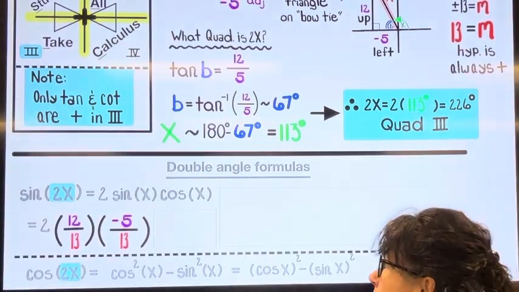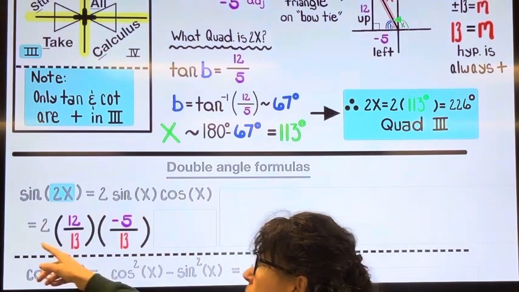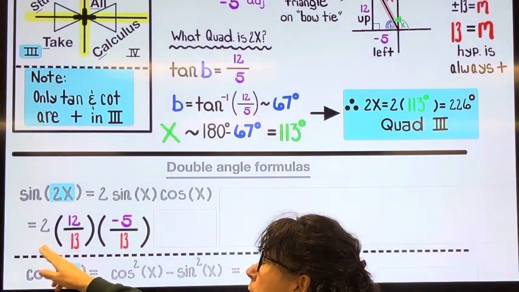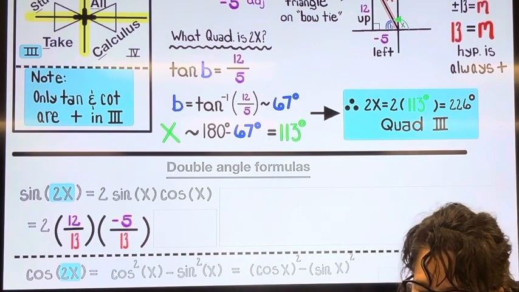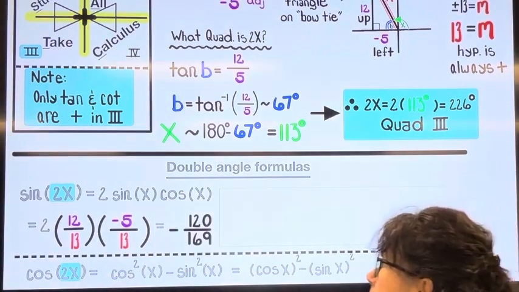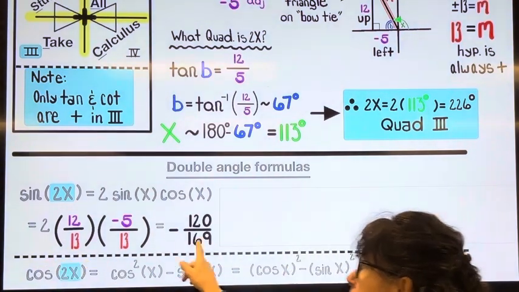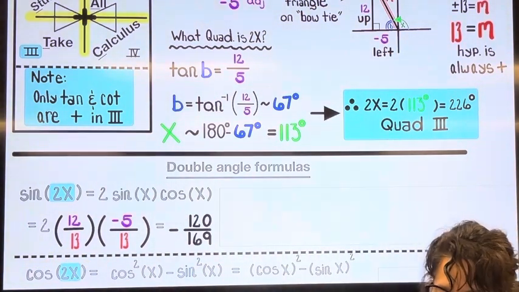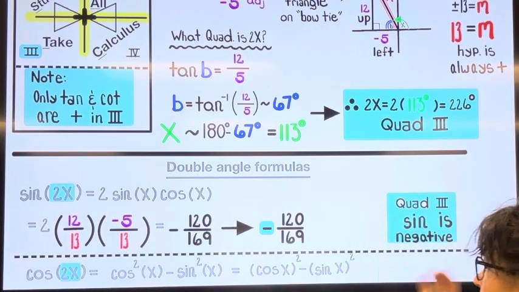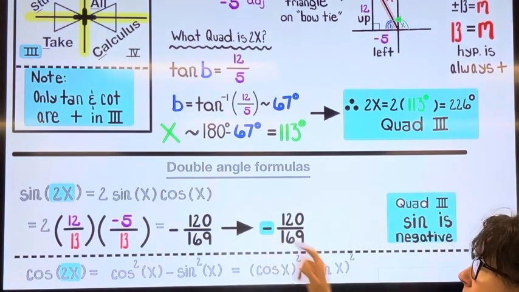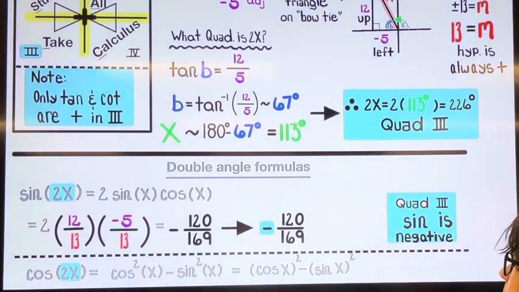And then multiplying fractions, we just multiply straight across. This 2 is over 1. A positive times a negative is going to be a negative. And 2 times 12 times 5 is 120. 1 times 13 is 169. And then I'm just emphasizing the fact that yes, our answer is negative because 2x is in quadrant 3.